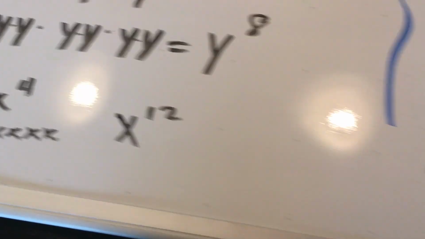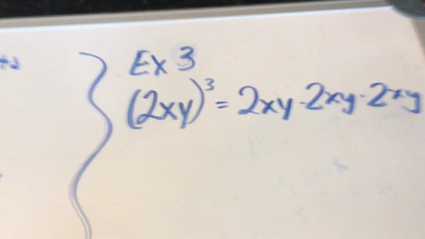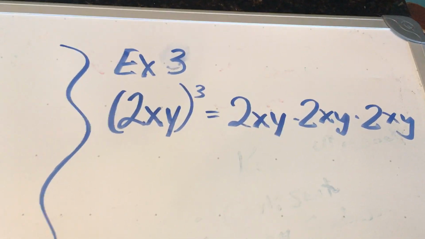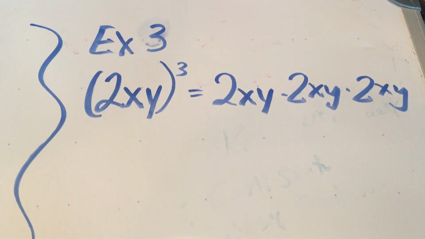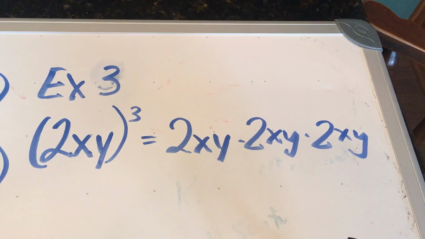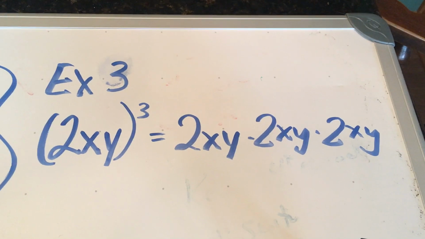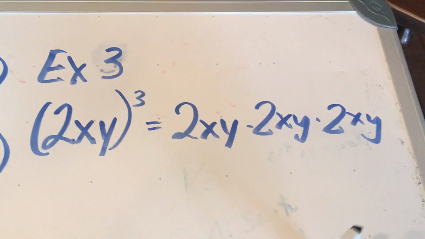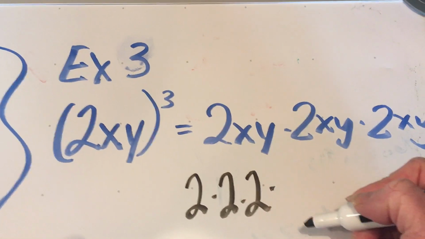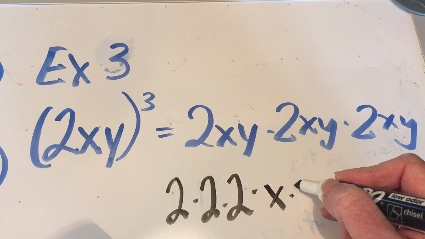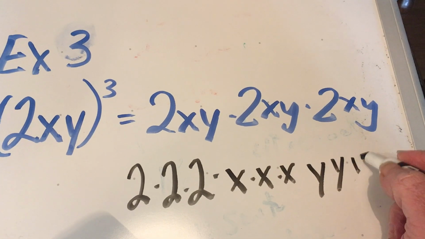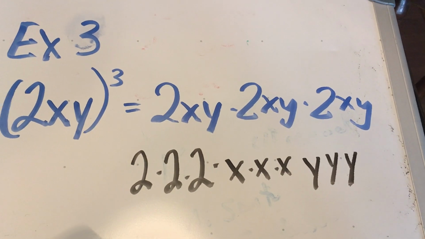Okay, moving on to some more detailed problems. Example 3 is 2xy, the quantity cubed, which means 2xy times 2xy times 2xy. Now, it might be easier for you because the commutative property for multiplication says we can rearrange this and make it 2 times 2 times 2, and then x times x times x, and then y times y times y, so that all the like things are together.